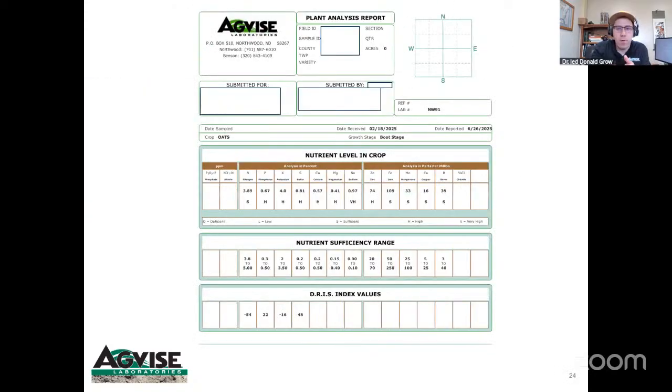This is an example of one you'll get from AgVise. Again, you have here the level in the crop. You have whether it's sufficient, low, high, or very high, being that toxic or luxury uptake. In this case, you can see that although nitrogen is sufficient and everything else seems to be going okay, these were oats, and it just didn't seem to be doing as well as it should have. You can see here the DRIS index that although it has sufficient nitrogen, if it had more, we would be doing better, right? Compared to everything else, it's taken up plenty of phosphorus. The nitrogen just hasn't taken up as much.